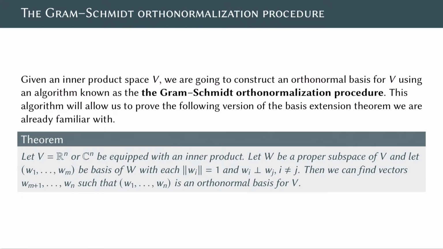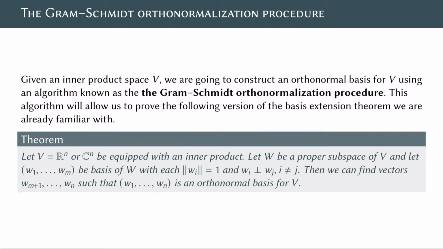I'm going to prove the following theorem, which is sort of an extension of the basis extension theorem that you have already studied in just the context of a vector space, not an inner product space. So the theorem is as follows. Let V be Rn or Cn equipped with an inner product. Let W be a proper subspace of V. So we do not allow W to be just the zero subspace. We do not allow W to be equal to V.